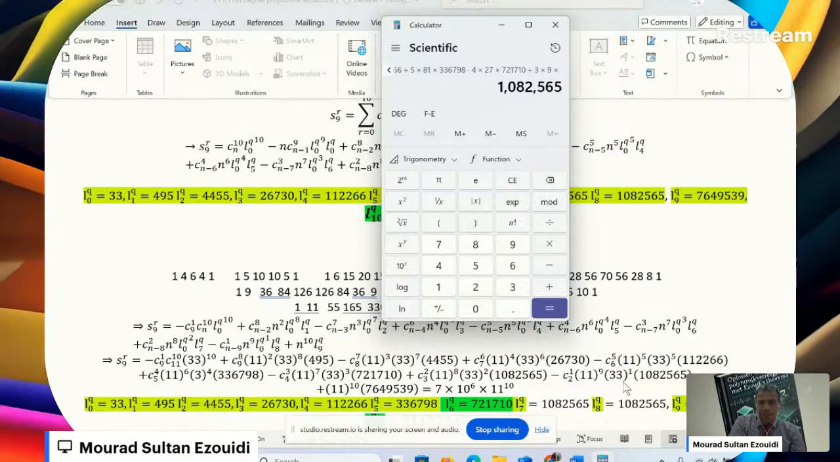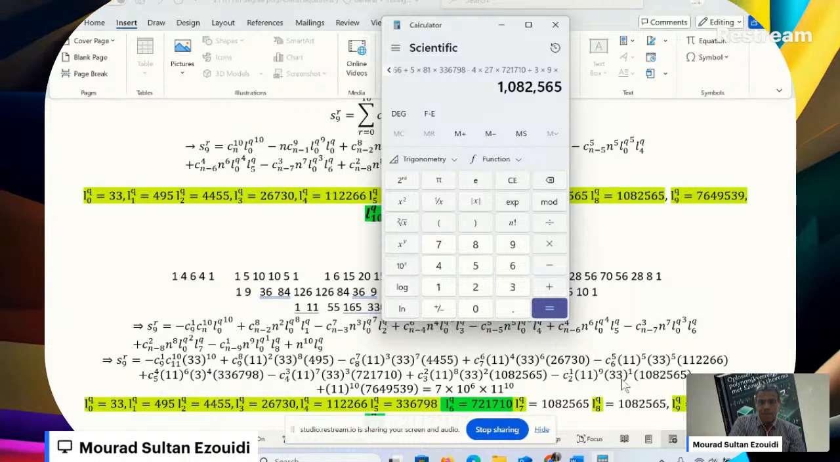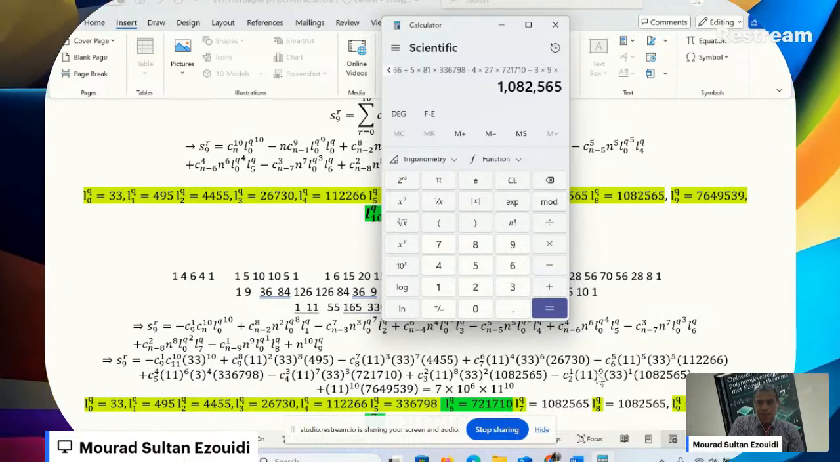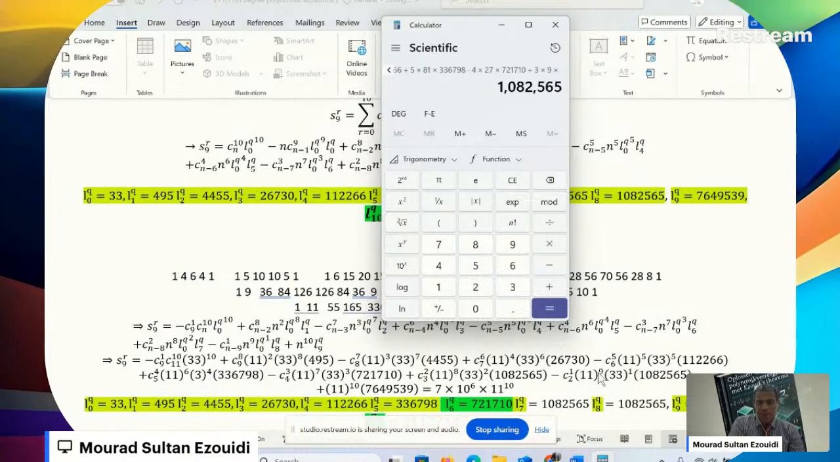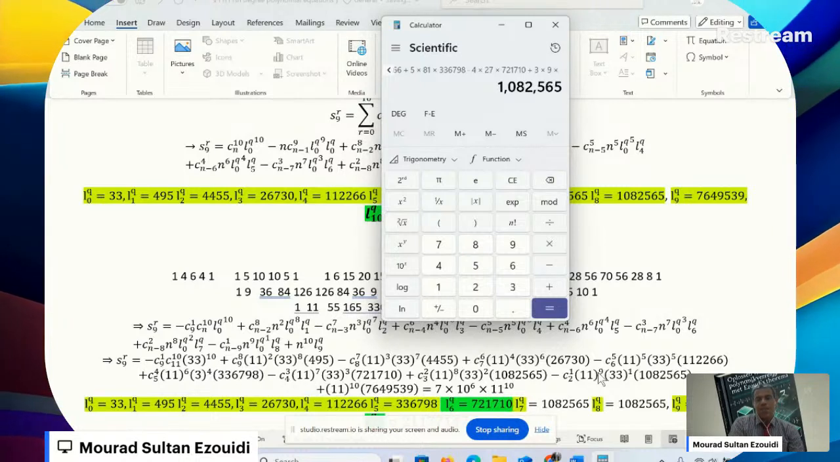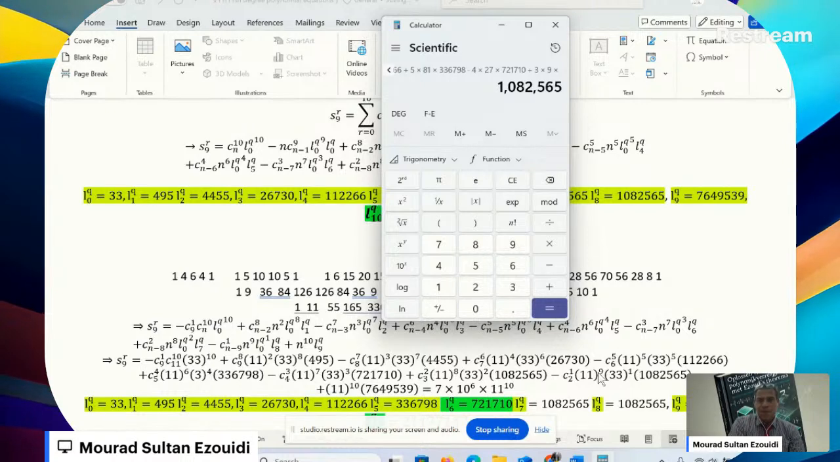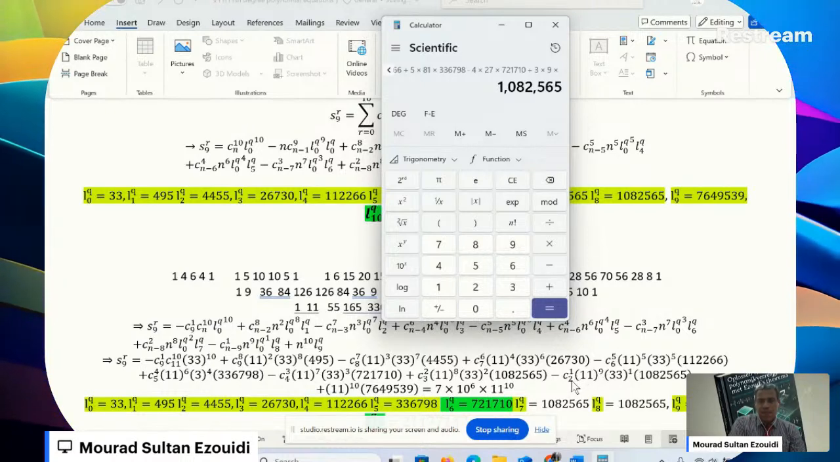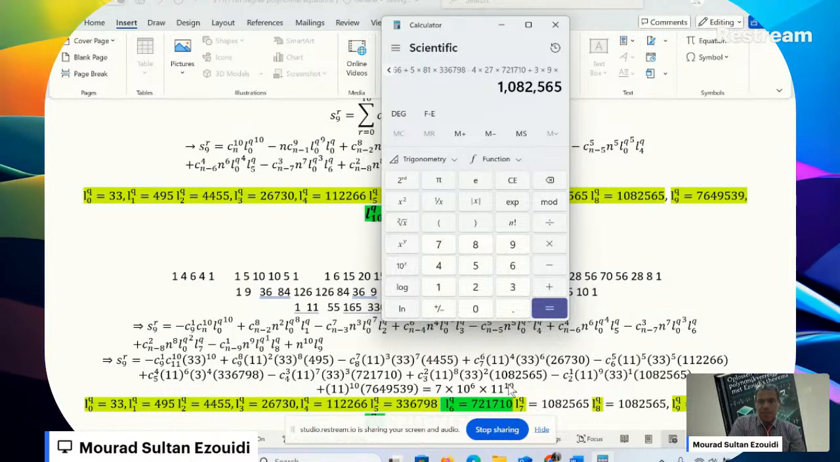82,565. Then minus 2 times 3 only. You see, this is 33. You can write it as 11 times 3. 11 times 11 raised to the power 9 is 11 raised to the power 10. That's why I told you 11 raised to the power 10 is a factor.